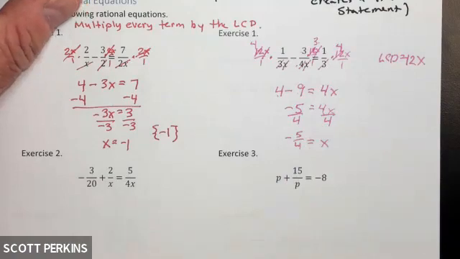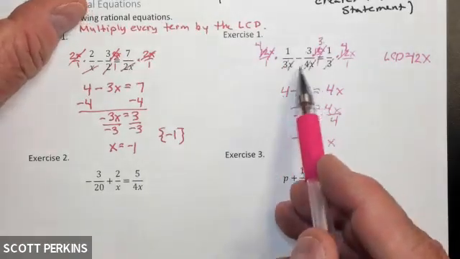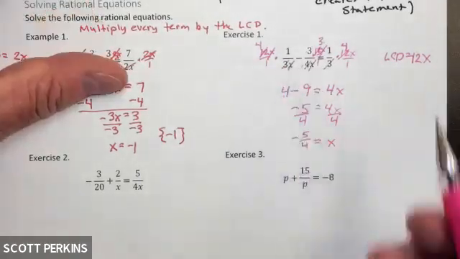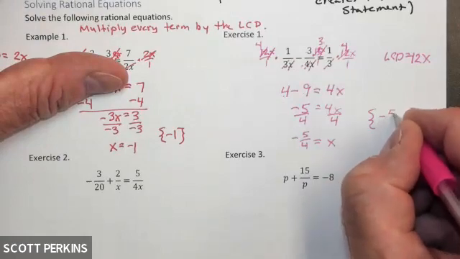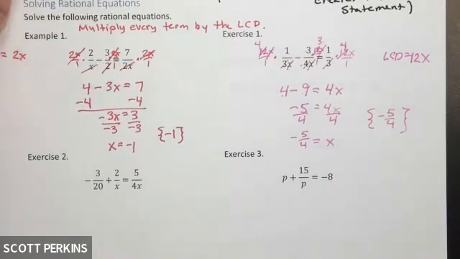Once again, you check to make sure that that doesn't make any denominator 0. And it doesn't, because the only number that would make any of my denominators 0 is the value 0. So that is a great solution. So I'm going to put it in a solution set and be happy about it.